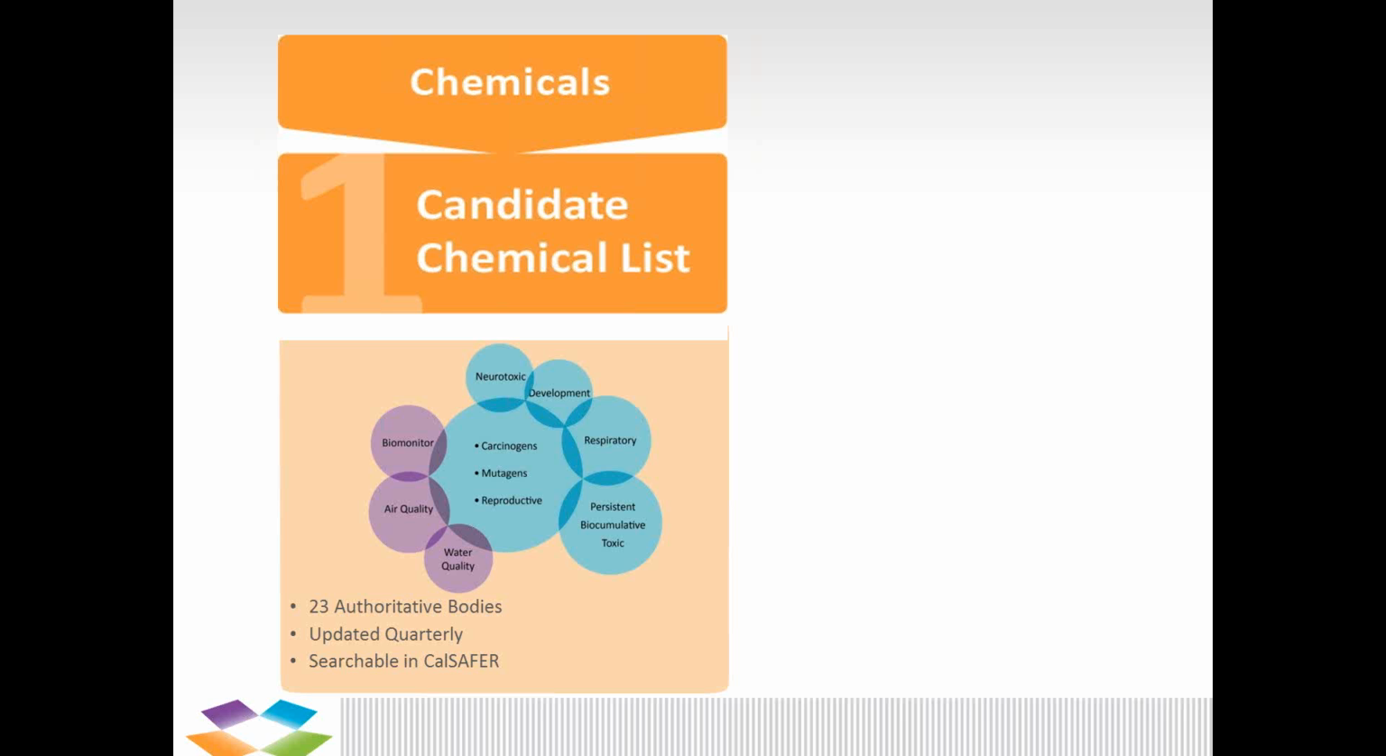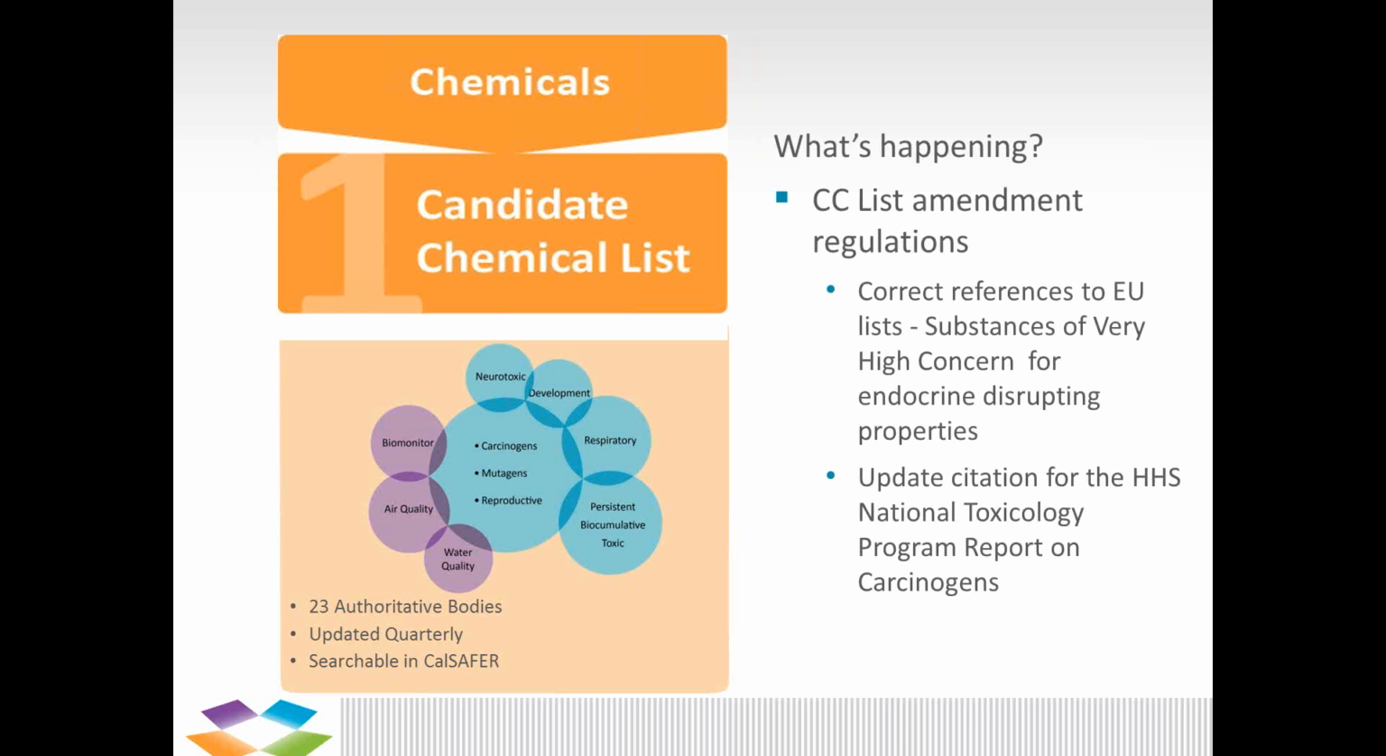So we, every quarter, update that list. We have an informational candidate chemical list that's available on CalSafer. I'll talk about that later, that you can search, that identifies each specific chemical, which hazard trait or traits it exhibits, and which list we pulled it from. So currently, just wanted to highlight that we are in the process of rulemaking to change that list a little, because we made a mistake in our first regulations, which inappropriately pointed to some lists that didn't exist.